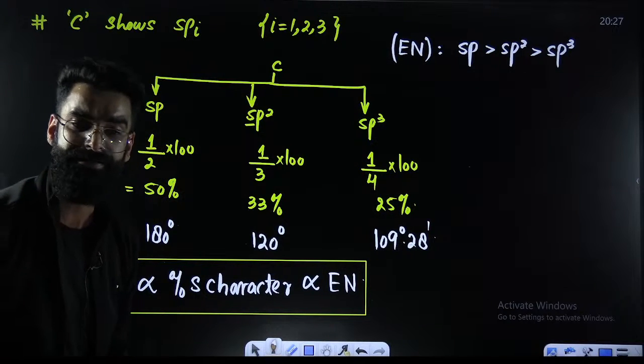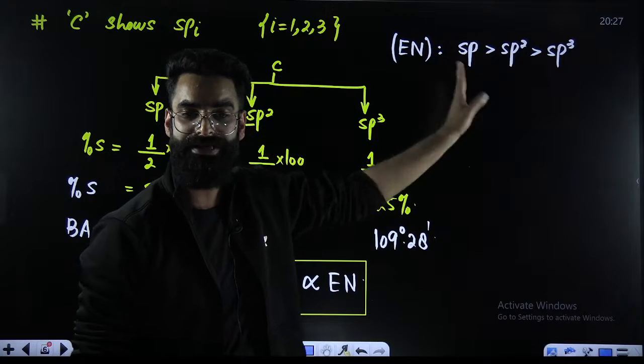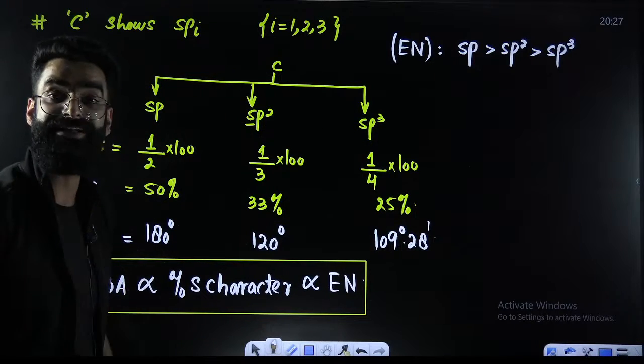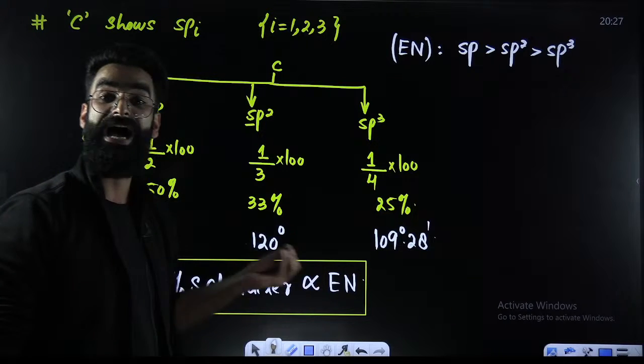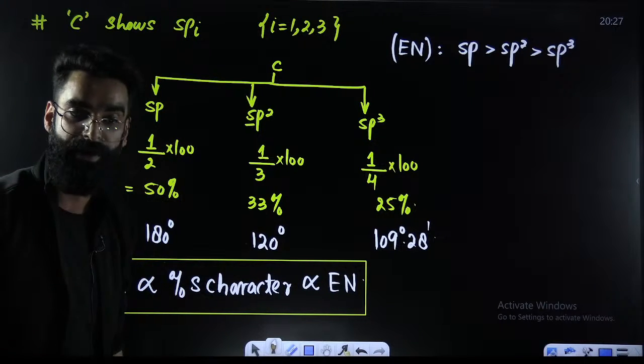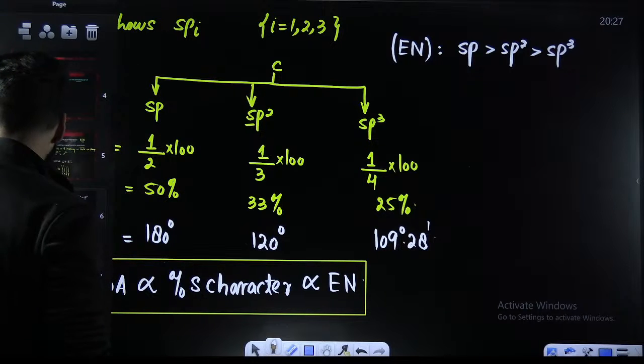What is the logic reason? Reason is over here, more s character. More s character means more electronegativity. That's all, people. This is one more point which I would want you guys to remember from now onwards. Perfect. Now, after this, there are few more things.